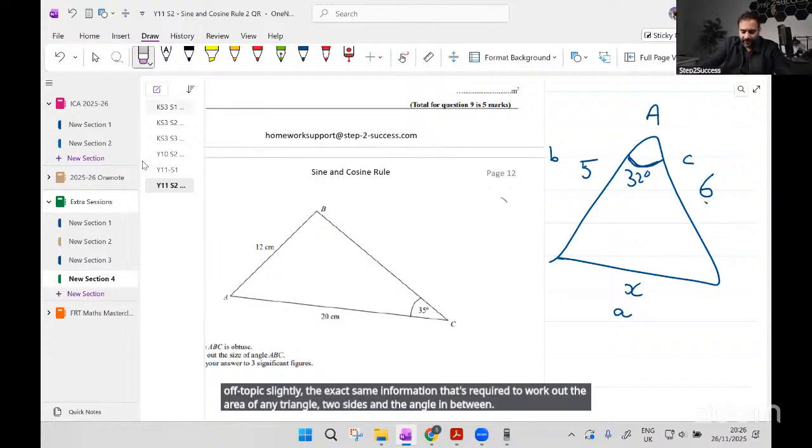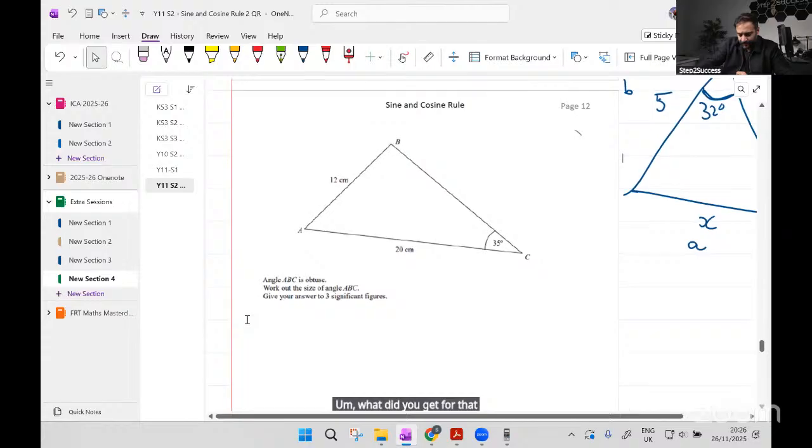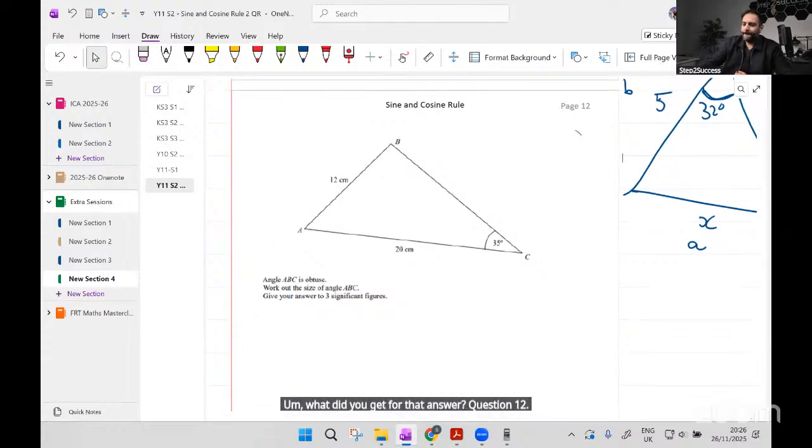What did you get for that question answer? Question 12. If you've done it. I'm not sure which quadratic you're talking about, but anyway, we'll leave that. If you do get it, then we'll do it.